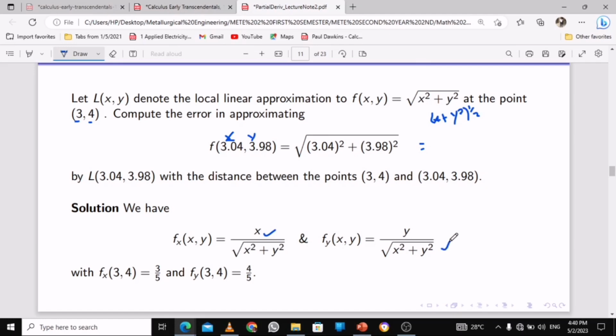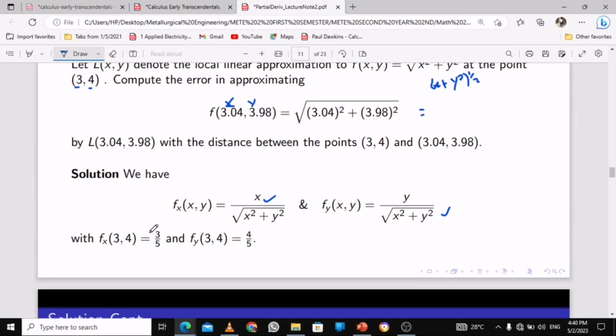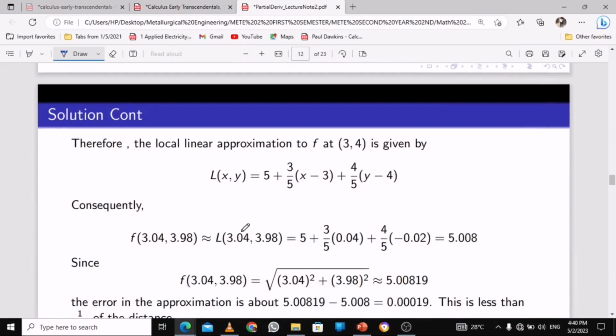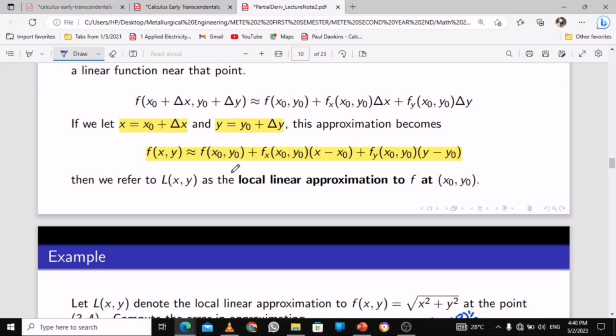Then when you are done with that, you are going to insert x naught and y naught into the function, because when we proved it, it was at x naught and y naught. So when you do that correctly, with the f of x you're going to get 3 over 5, and with the f of y you're going to get 4 over 5. Then you're going to insert it into the local linear approximation formula at the point x naught and y naught. Note that x naught and y naught have been approximated from x and y. So from the formula, you need to find the function value and just put x naught and y naught inside.